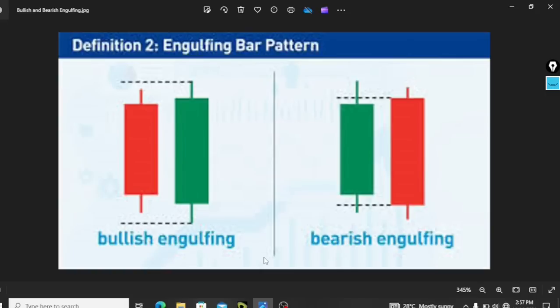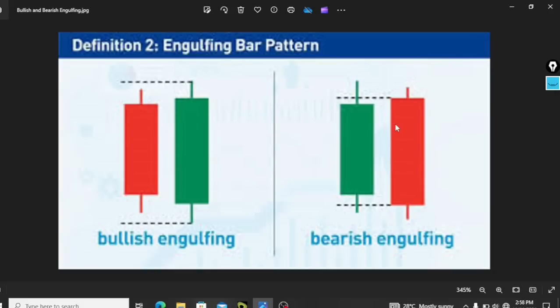The next candlestick pattern we are going to consider is the bearish engulfing. Bearish engulfing is actually the opposite of the bullish engulfing pattern. So when you see a bearish engulfing, it indicates that it is time for you to go short. It is time for you to go selling in the market.